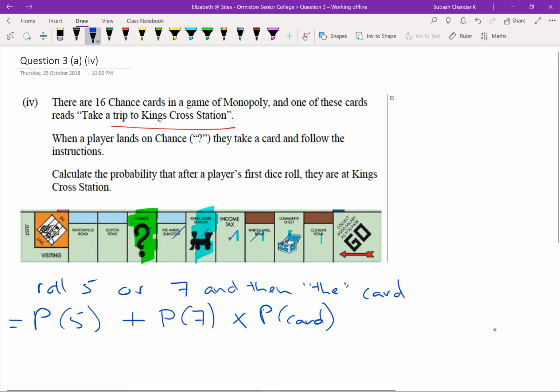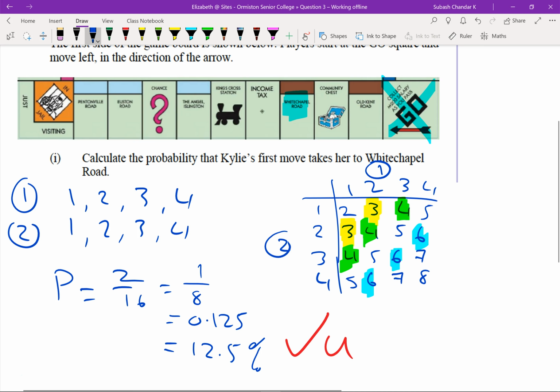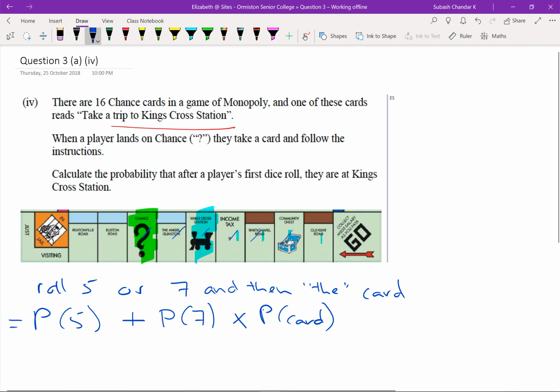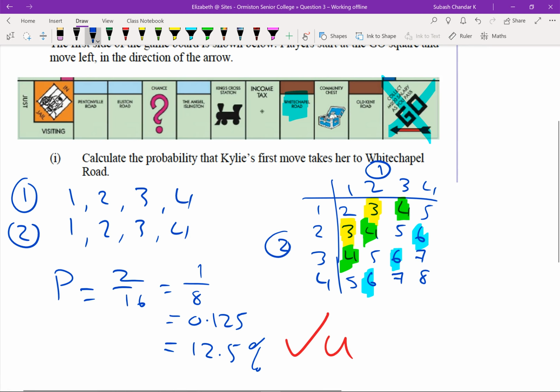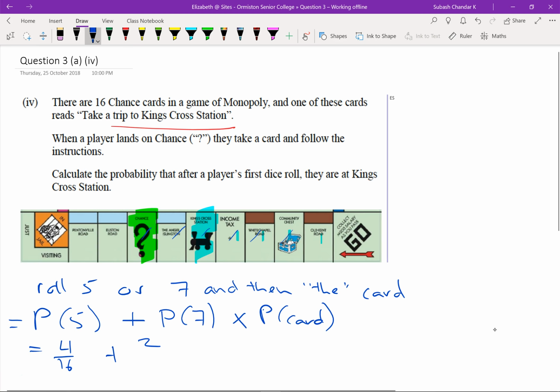So, chance of rolling a 5. Let me jump back to here. The chance of rolling a 5, well, there's 4 ways that we can get a 5. So, the chance of a 5 is 4 out of 16. And the chance of a 7, and I'm being lazy and not rewriting it, there are 2 chances of getting a 7. So, we know that is 2 out of 16. And the chance of getting that right card, which says take a trip, what's the chance of that? 1 out of 16. Yep.